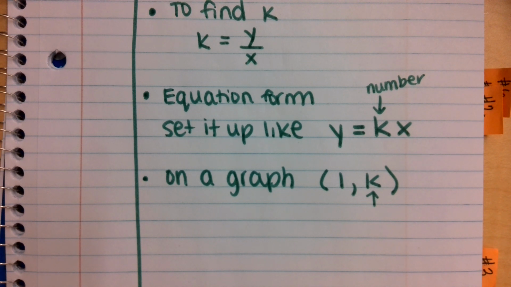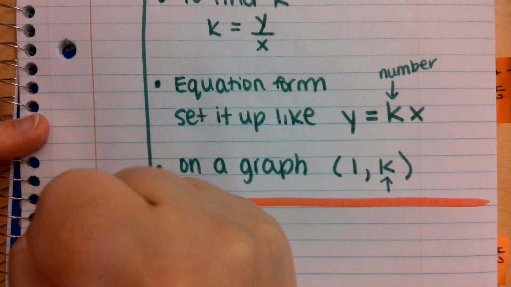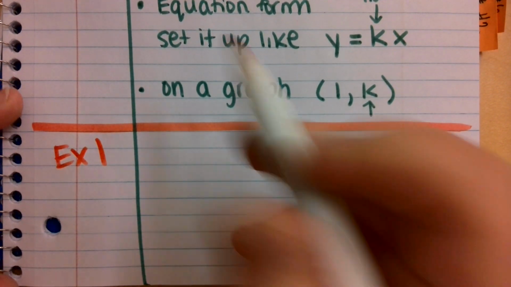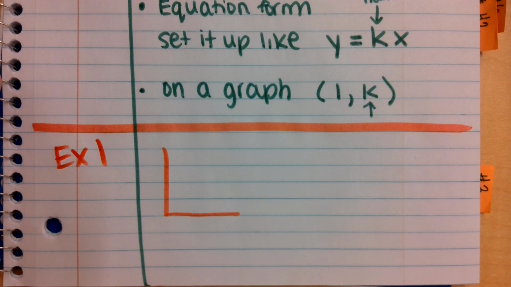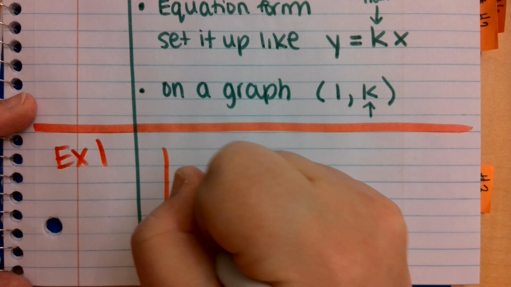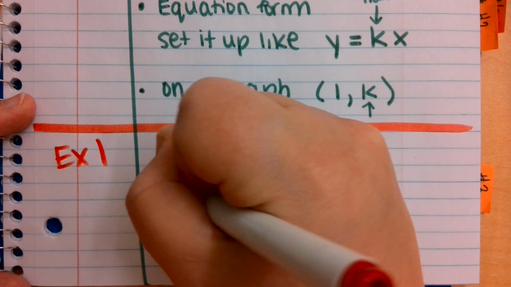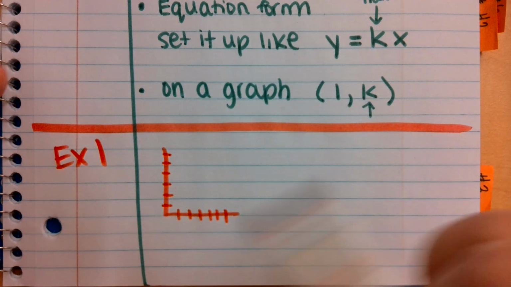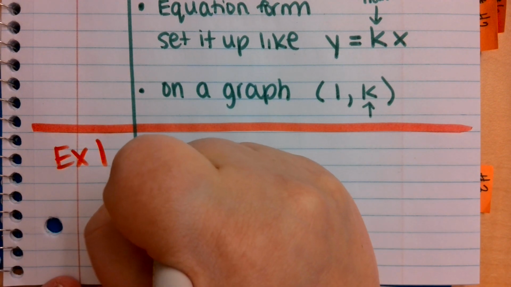All right, let's do some examples. Change colors. Example 1. Draw a graph. I'll do 1, 2, 3, 4, 5, 6 on each side. So my first point is always 0, 0.